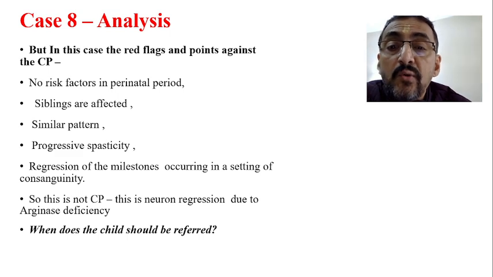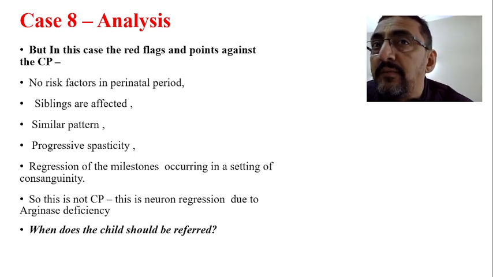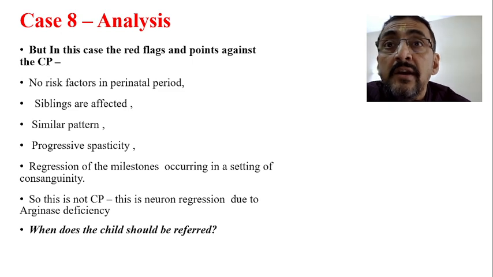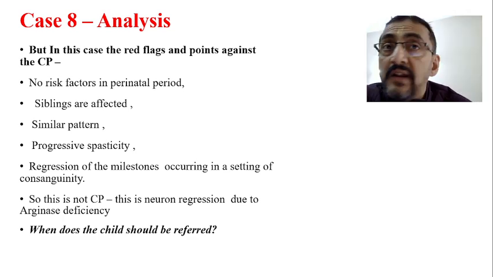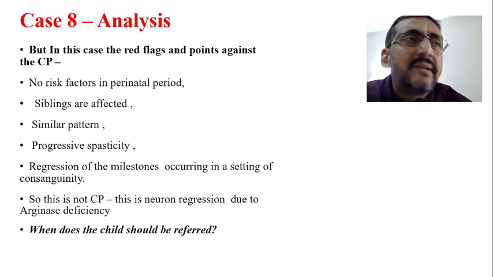So this is a neuron regression. Something is happening to the neurons. Neurons are undergoing regression, or rather degeneration. Therefore, this should be considered under inborn errors of metabolism. May be the cause because both the siblings, consanguineous marriage, similar pattern. This may be an inborn error of metabolism running in the family, maybe like an organ deficiency, or some other metabolic problems.